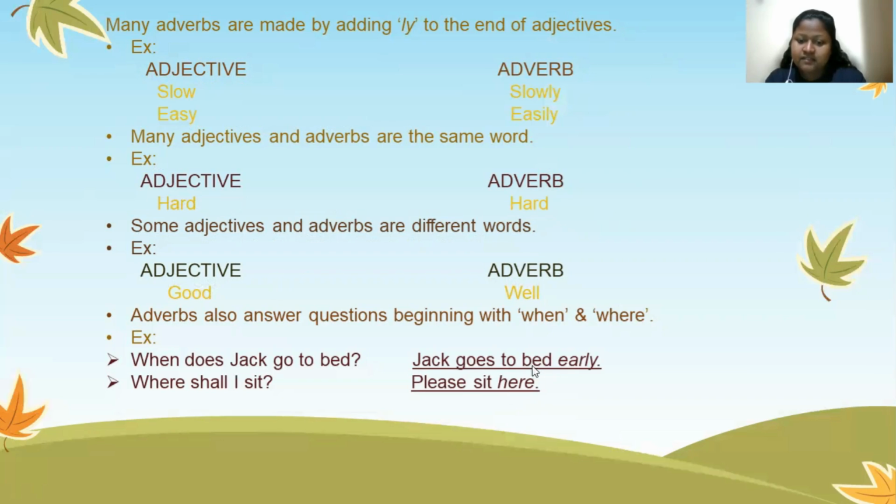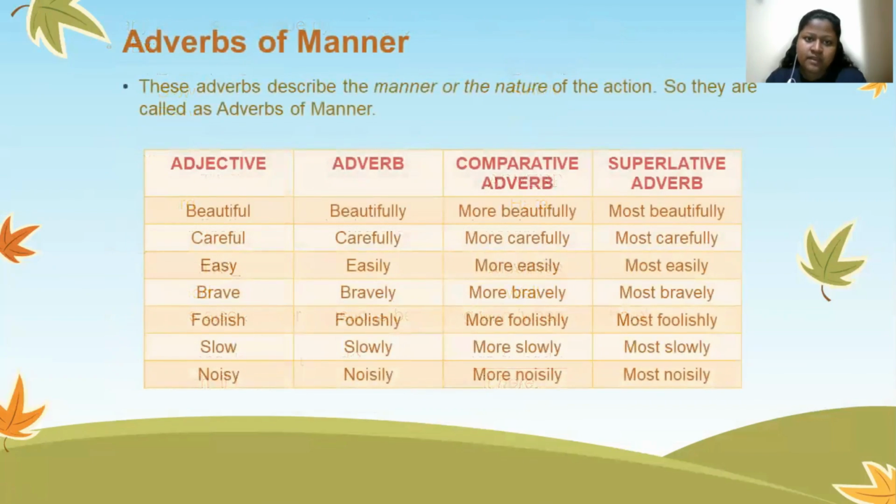So here is an adverb in this context. Now let's look at adverbs of manner. These adverbs describe the manner or the nature of the action, so they are called adverbs of manner. Now when we say the manner or the nature of the action, what does it mean? It means how the action happened.